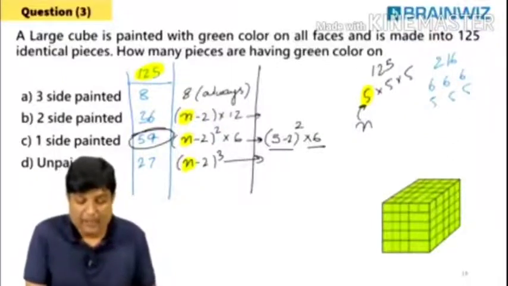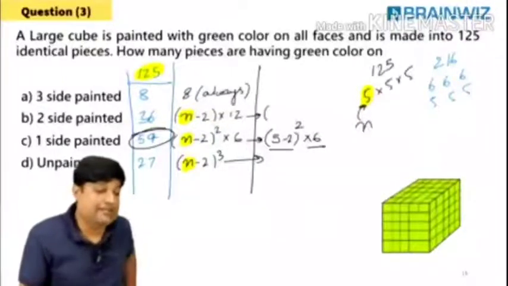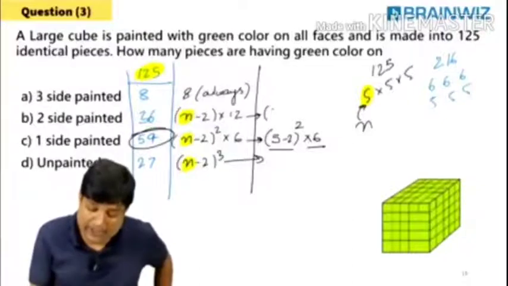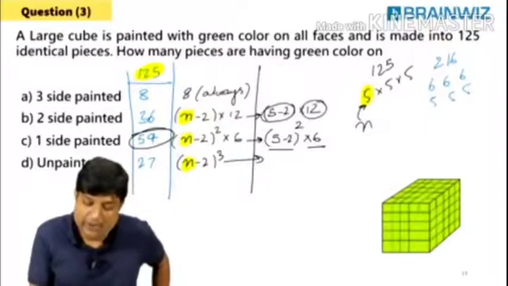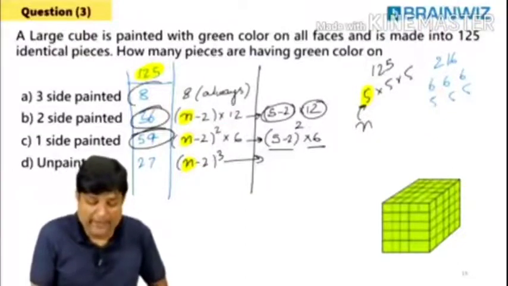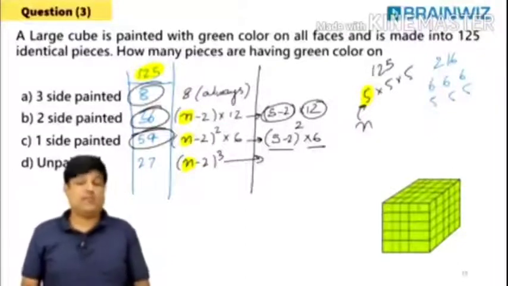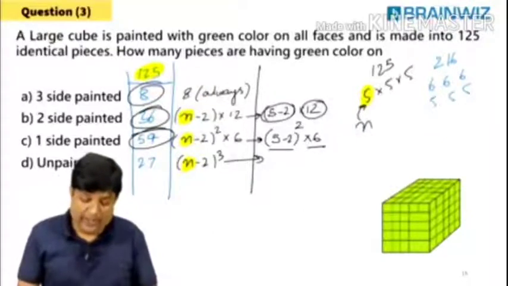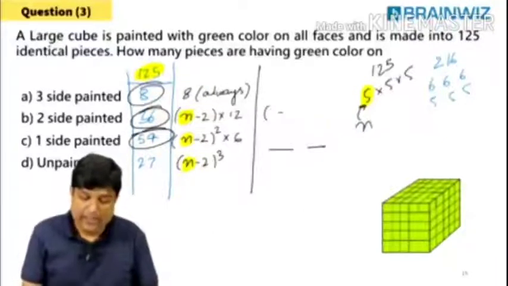Okay. Now, once again, what's the value of n, students? n value is nothing but 5. 5 minus 2 into 12. That is 3 into 12. That is 36. Same answer. Okay. Now, 8 always. Why 8 always? Corners are always 8.